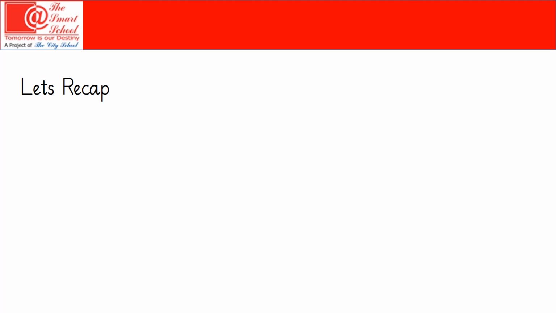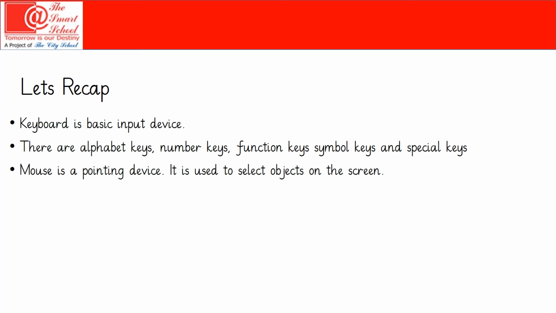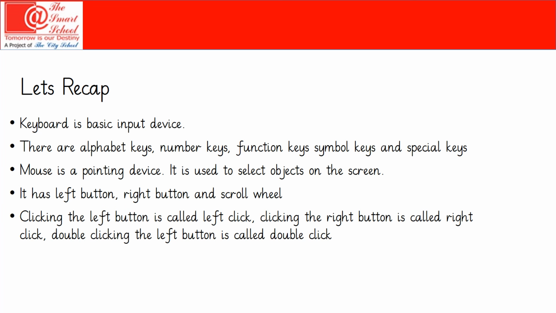Recap. Keyboard is basic input device. There are alphabet keys, number keys, function keys, symbol keys, and special keys on the keyboard. Mouse is a pointing device. It is used to select objects on the screen. It has left button, right button, and scroll wheel.